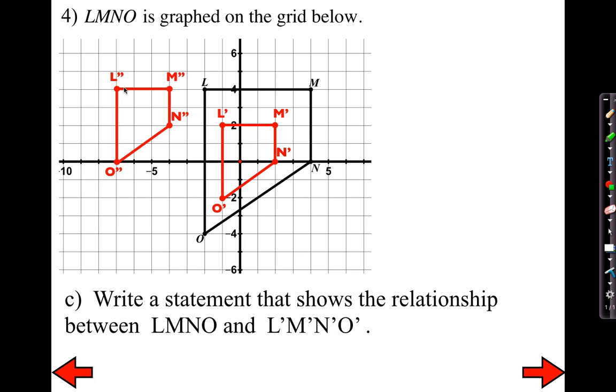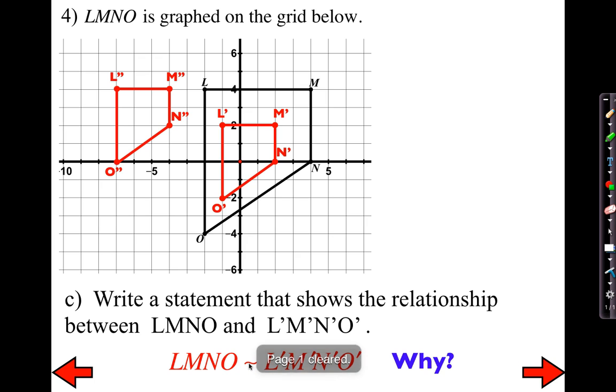For part C, it says write a statement that shows a relationship between LMNO and L prime, M prime, N prime, O prime. Well, from LMNO to L prime, M prime, N prime, O prime, I would consider these shapes to be similar because one is a dilation of the other. So again, we're going to use this symbol here to indicate that they are similar. Next question. Why? Again, because the two shapes, one was a dilation of the other, so they are similar.